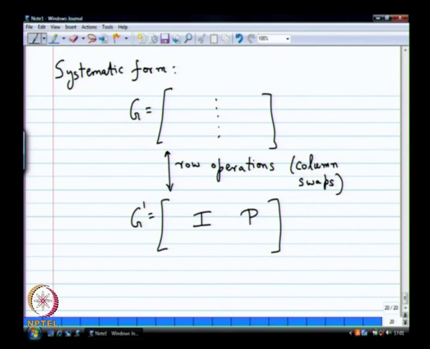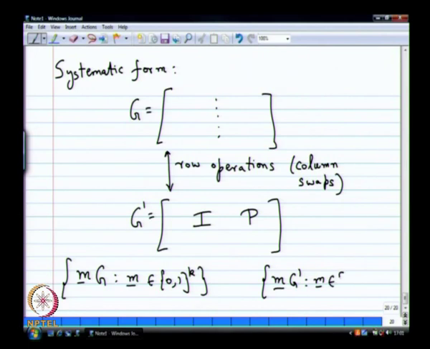Once you do this, you can now define {mG, for all m in F_2^k} and {mG', for all m in F_2^k}. For simplicity, we'll assume that no column swaps were needed, just to keep it simple. If column swaps are needed, you'll have to undo the column swaps here for the statement to be true.